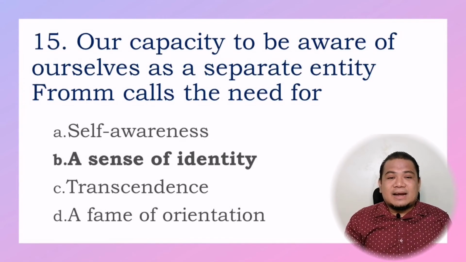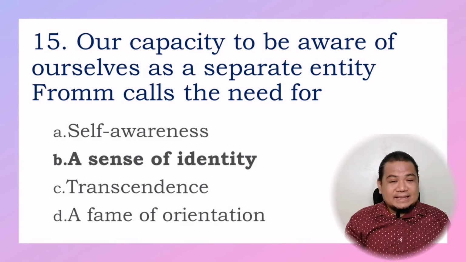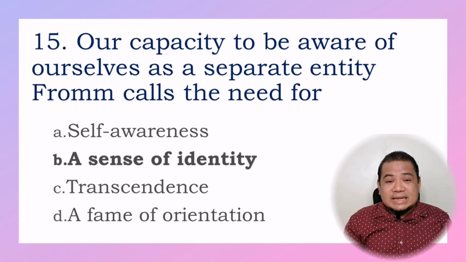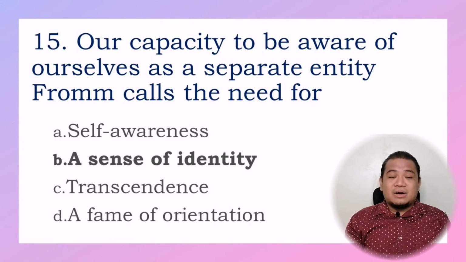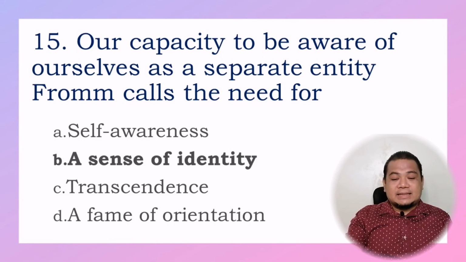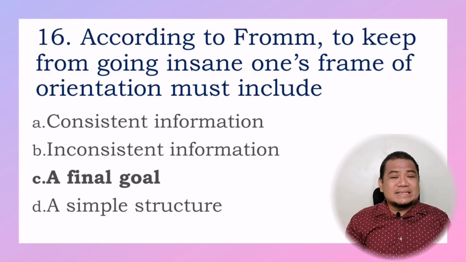Number 15. Our capacity to be aware of ourselves as a separate entity Fromm calls this need for letter B, a sense of identity. And that is the fourth human need, a sense of identity, or the capacity to be aware of ourselves as a separate entity. Number 16. According to Fromm, to keep from going insane, one's frame of orientation must include letter C, a final goal. A roadmap without a goal or destination is worthless.